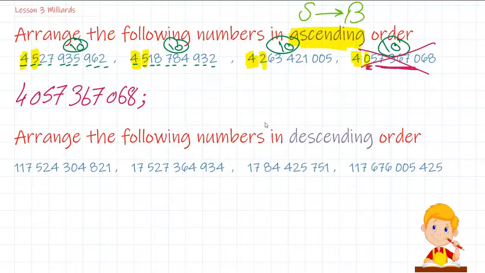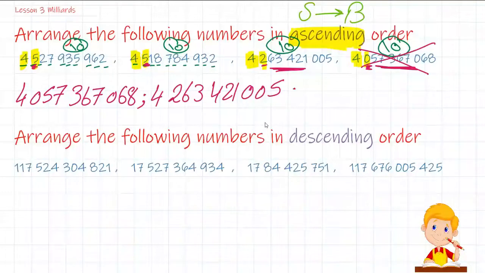Okay, cancel it out. Okay, so we have here 2 and 5 and 5. So the smallest number, of course, this number. So let's write it here. 4,263,000,000 421,005.